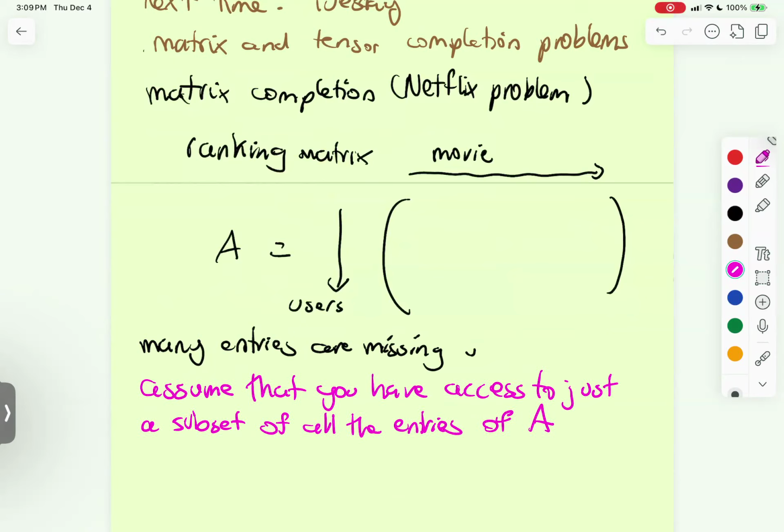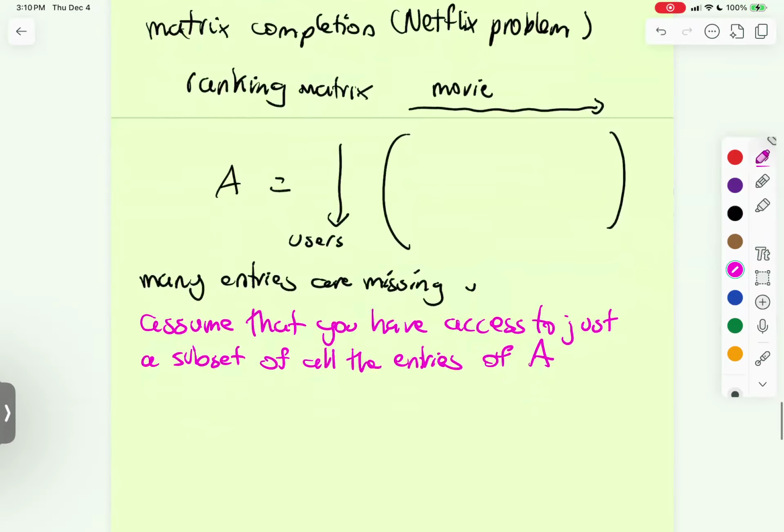And then you want to find the best way, in some way, to fill in the remaining entries. Like what should be the best way to fill in the remaining? Okay. So you're trying to find. So the goal is to find.